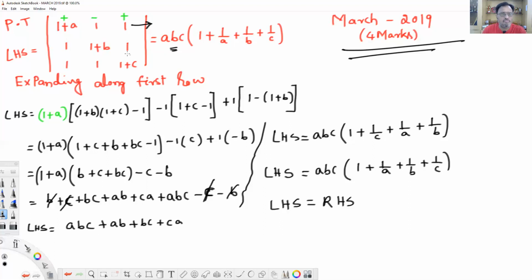along R1, the first row. At 1 plus a, which is the first row, first element, you delete the row and you delete the column in which 1 plus a is present. Then these two are there: 1 plus b into 1 plus c, and look here, minus 1. This I have already written here. Minus 1, look here, I am showing now.